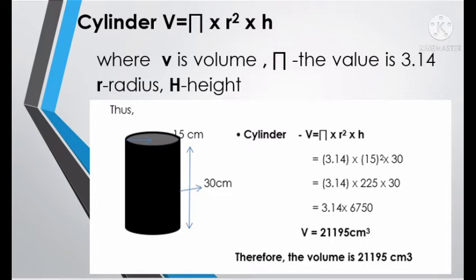So 3.14 times 6,750. 6,750 comes from 225 times 30. So 3.14 times 6,750, the answer is 21,195 centimeter cube.